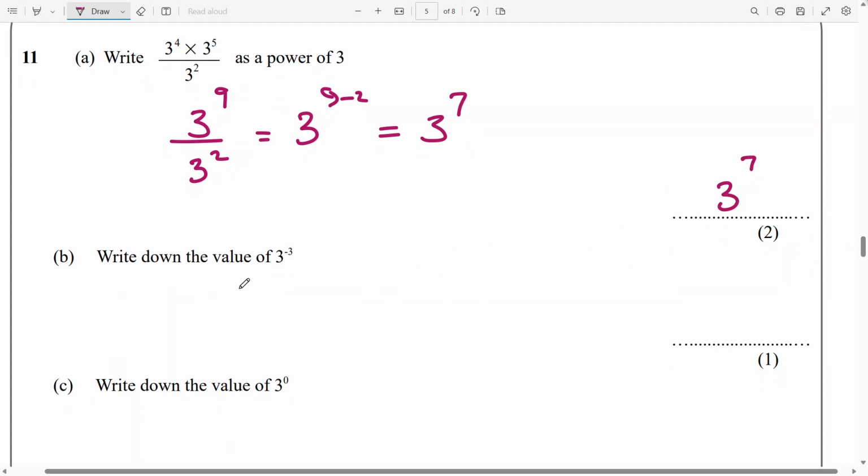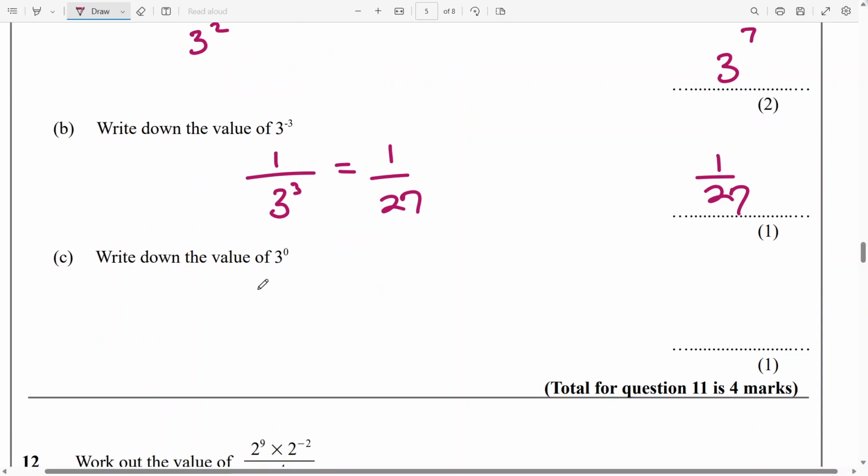And so we need to write the value of this. That's going to be 1 over 3 to the power of 3, which is going to be 1 over 27. And of course, the value of 3 to the power 0 definitely is going to be 1.